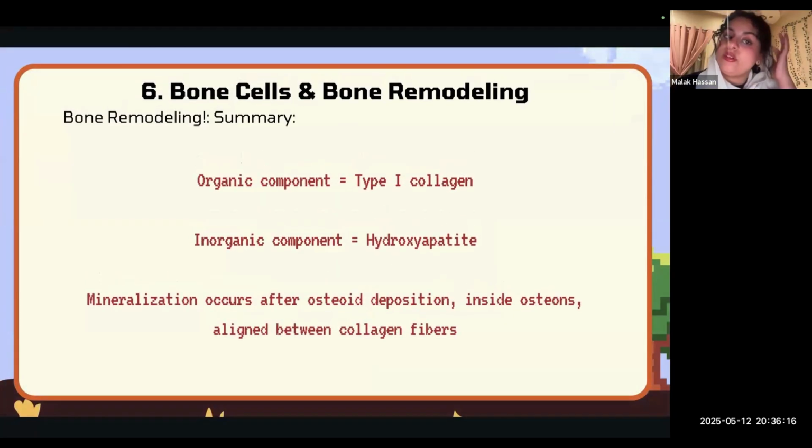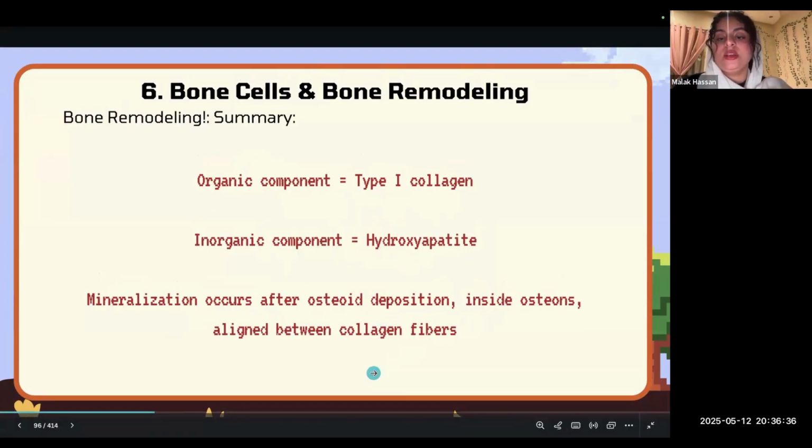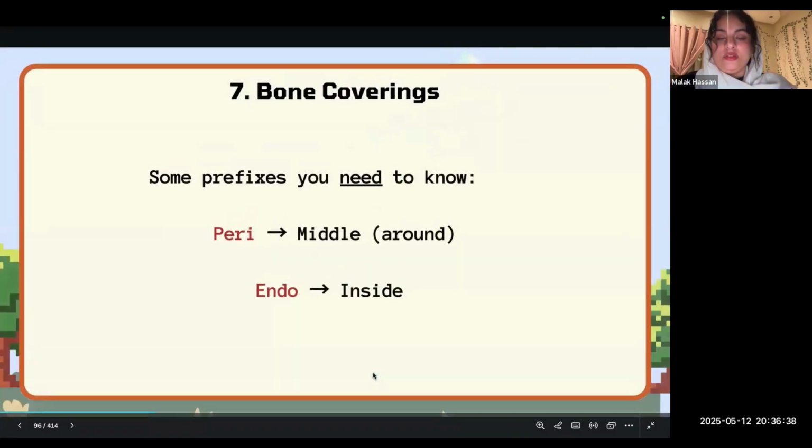So what is the summary of bone remodeling? You have an organic component, which comes from the osteoblast. It's going to be type 1 collagen. You have the inorganic compound, which is hydroxyapatite, which comes after the osteoblasts secrete ALP. And then the mineralization always occurs after osteoid deposition inside the osteons between collagen fibers.